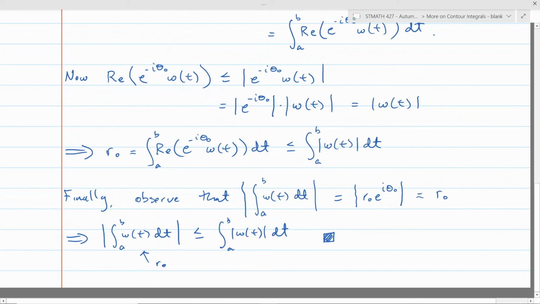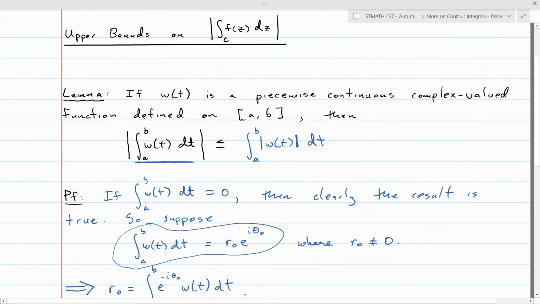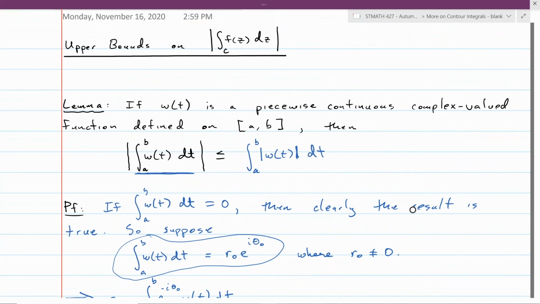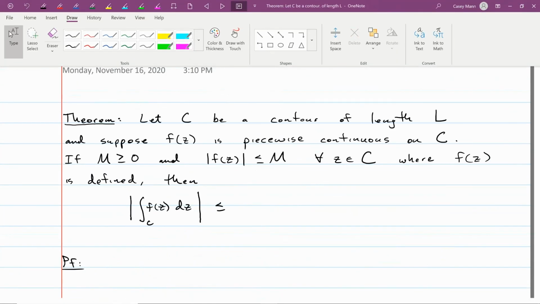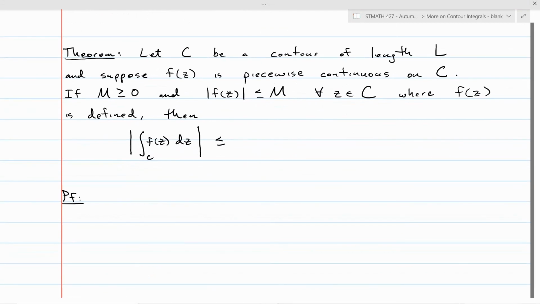So this lemma was needed to establish the next theorem, which is what we're really interested in. So let's see what that one is. So here's the theorem that we really want to consider, because we're interested in doing contour integrals. So let C be a contour with a length of L, and we suppose that our function that we're integrating is piecewise continuous on that curve.